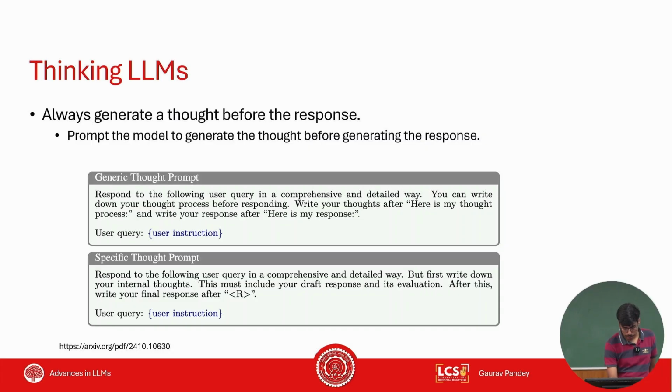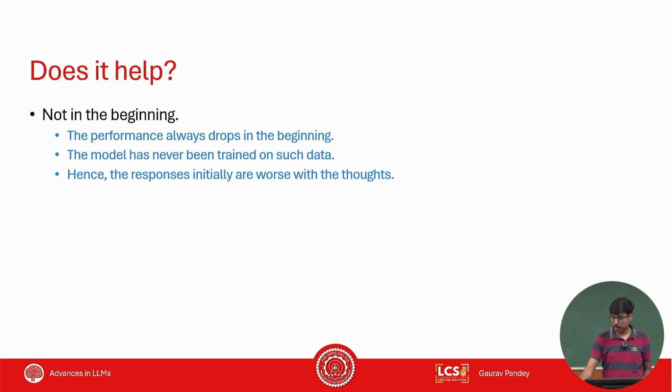So here they are telling that the thought should contain the draft response, its evaluation, and then you begin your final response. In the first one, they are not telling the model what the thought should contain. In the second one, they are telling that also to the model. So does it help if you add this prompt that asks the model to generate a thought first before the response for any task?